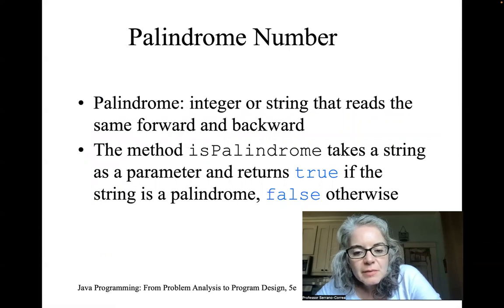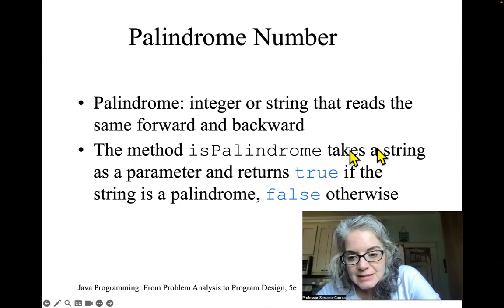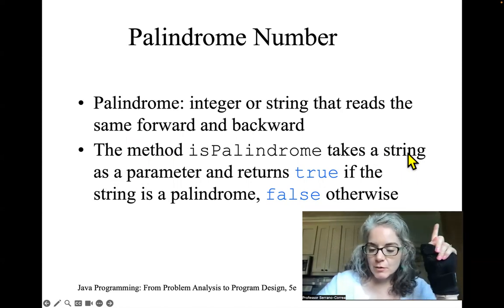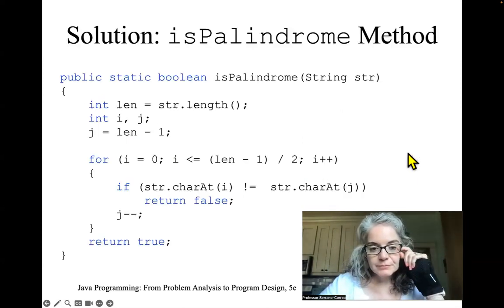So here's talking about a palindrome. A palindrome is an integer or a string that reads the same forward or backward. The method isPalindrome takes a string as a parameter and it returns true if the string is a palindrome. It returns false otherwise. So to define isPalindrome, the return type would be bool, B-O-O-L, because it returns true or false. And it says that it takes a string, so it has one parameter and it's a string value.